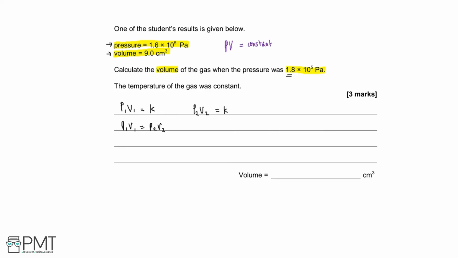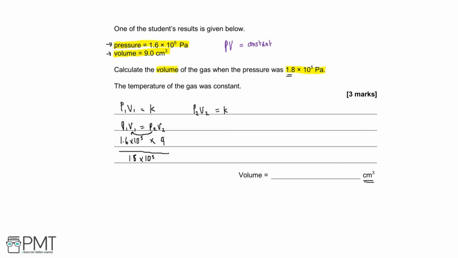So our P1, our initial pressure, what they've given us, is 1.6 times 10 to the 5. We multiply that by V1, which is 9 centimetres cubed. And just note that although they've given it to us in centimetres cubed, and normally volume should be in metres cubed, because they've asked for our answer in centimetres cubed, we don't need to convert. So 1.6 times 10 to the 5 times 9. What we need to do then is divide that by P2, because we're bringing this over to this side of the equation, divided by 1.8 times 10 to the 5.